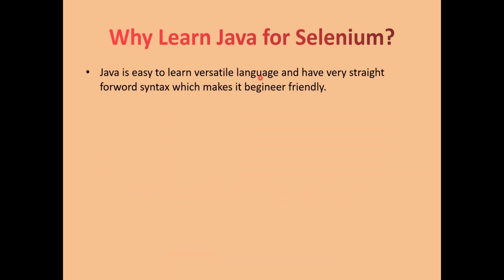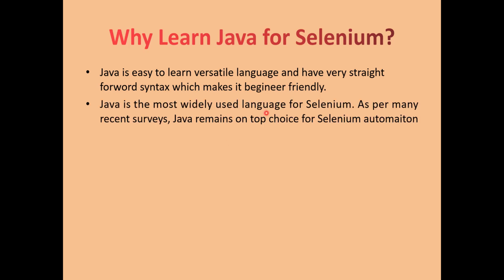The very first reason why we are learning Java for Selenium is because Java is an easy to learn, versatile language. Okay, and it has very straightforward syntax which makes it beginner friendly. If you are a beginner and want to learn any programming language, you should always start with Java. In case you already have prior knowledge of C or C++ programming language, Java will be very easy to learn. And once you understand Java, then you can learn other languages like Python or TypeScript or JavaScript as well.